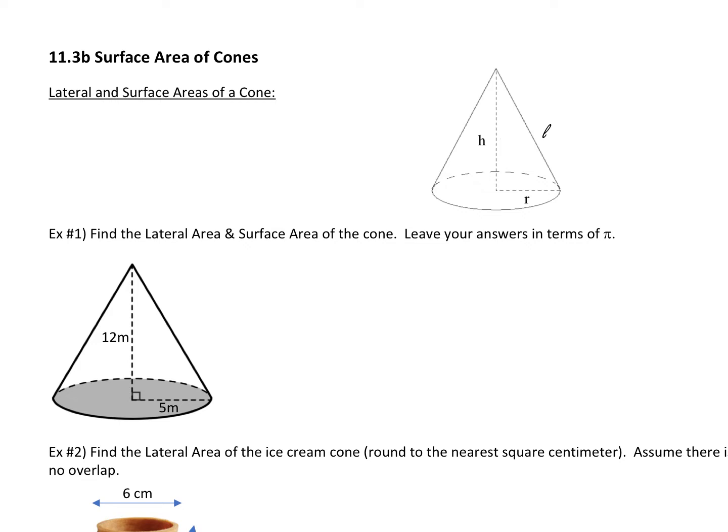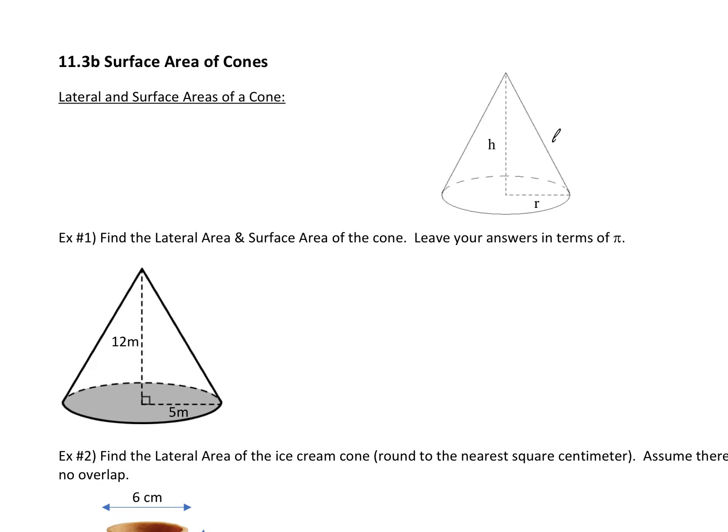Lateral area and surface area of a cone. Your formulas are the same. Let me show you something though. If your lateral area is 1/2 PL, that's what I'm going to give you on the test. This is what I'm giving you, these formulas. But now let's think about this.